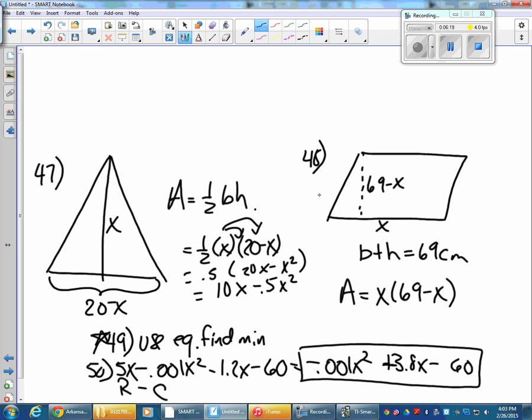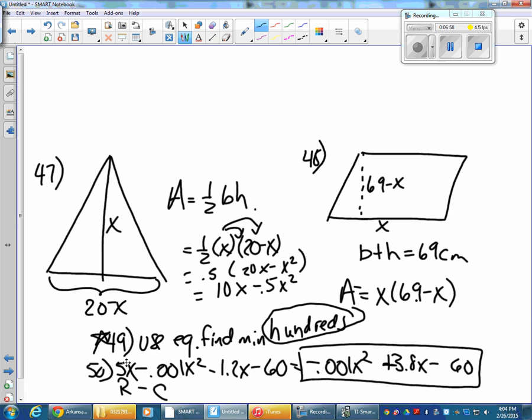In 48, it's a parallelogram, so it's base times height, and they tell you that the base and the height add up to 69. So if the base is x, the height would be 69 minus x. So it's here, and you distribute, and then you can find the vertex of this parabola. In 49, they give you the equation, so you just have to use that equation to find your minimum point. I think they want to minimize the average cost. My only recommendation in 49 is that they give you your answer in hundreds. Meaning if you find your answer is x equals 3, that means it was 300 shares you needed to make.